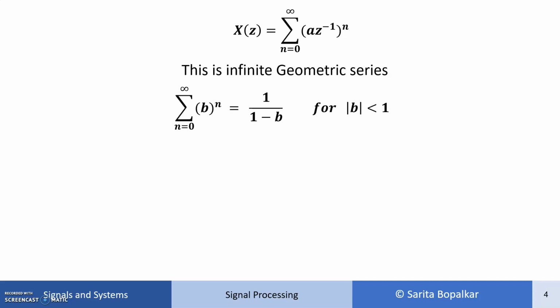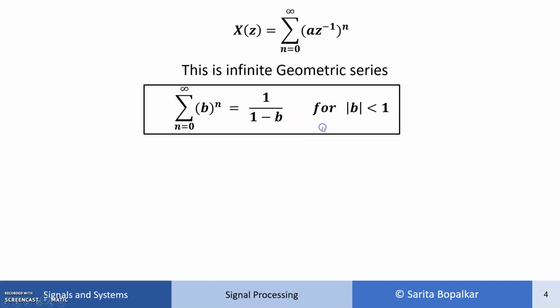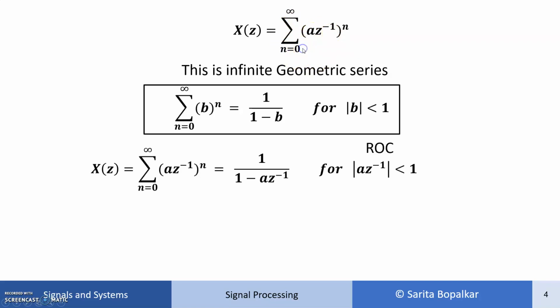And we know the solution for an infinite geometric series: the sum, n varies from 0 to infinity, of b raised to n is equal to 1 upon 1 minus b, where the magnitude of b is less than 1. This is the infinite series. You need to remember it. So the same here, we can apply this infinite series. Here b is nothing but a z raised to minus 1. So if we apply the infinite geometric series, our summation will be 1 upon 1 minus b.